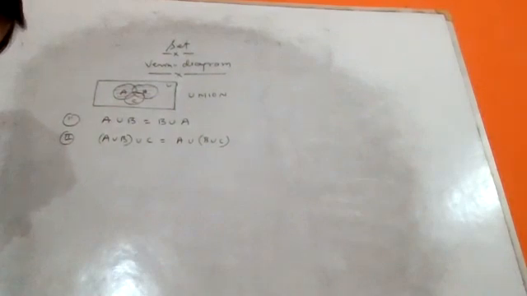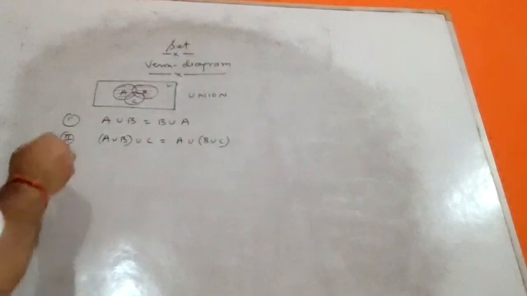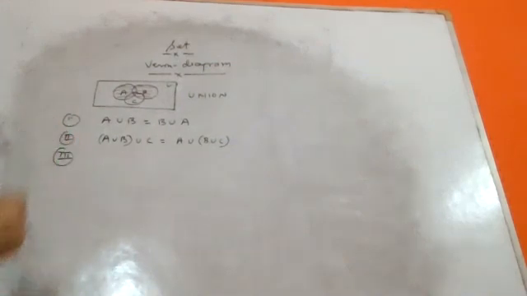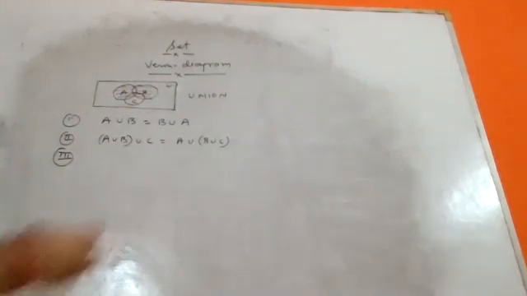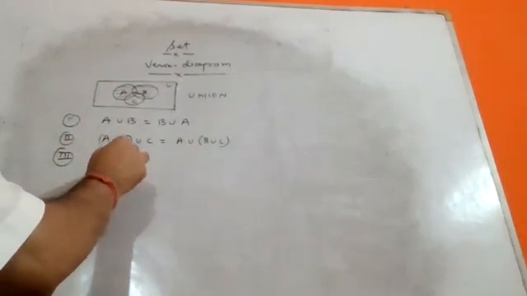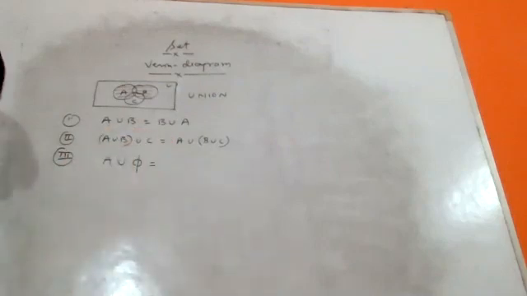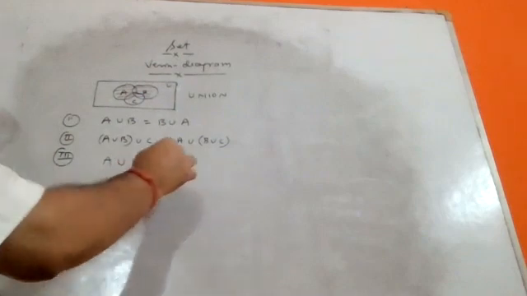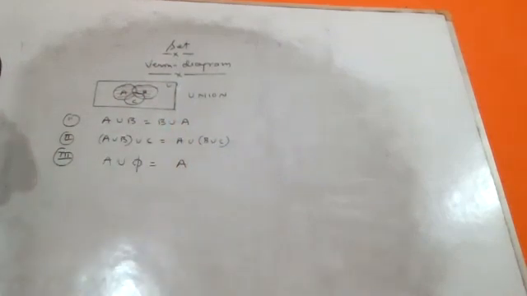So we can say these are the union properties belonging to this one. The third property is what? Our first property, A union B equals B union A, is known as the commutative law. The second is known as the associative law. And third is A union phi. What is phi? Phi is nothing. Phi is nothing. Which means there is nothing in phi, okay? A union phi, that is A.